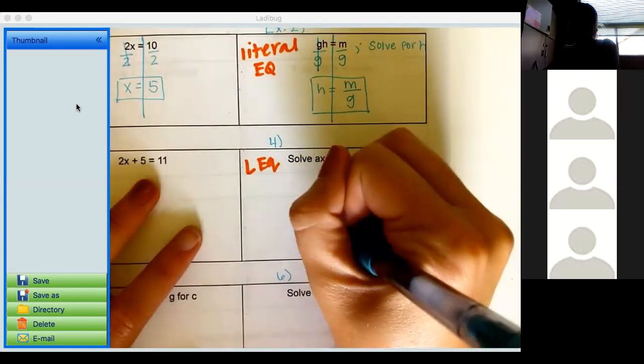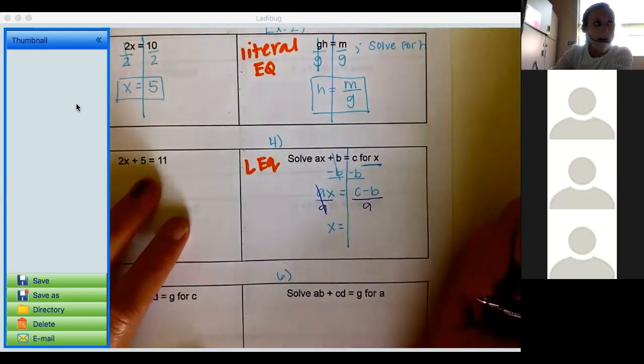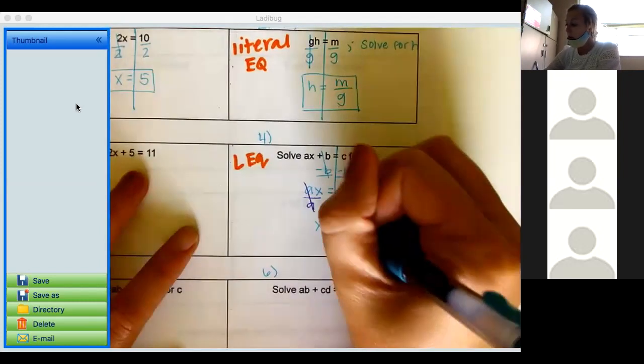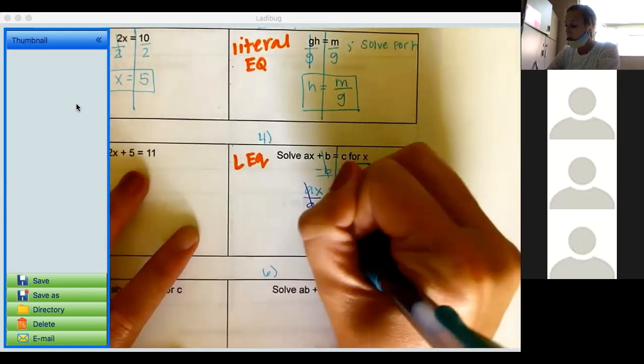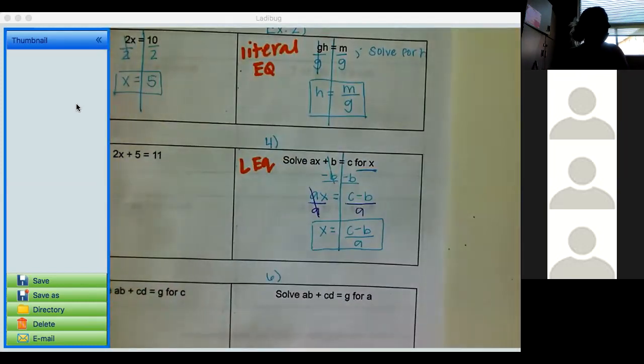This ain't nothing because there's nothing to simplify. Can we do C minus B divided by A? No. So y'all, this is why it's called literal, you literally just write it. C minus B divided by A. That's it.